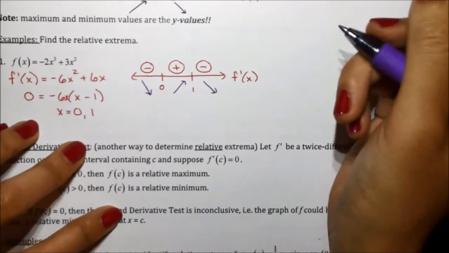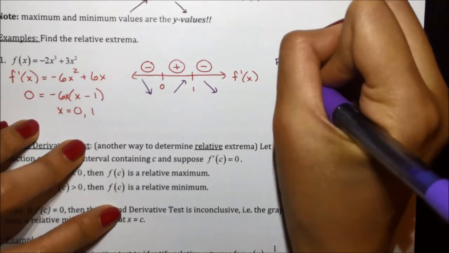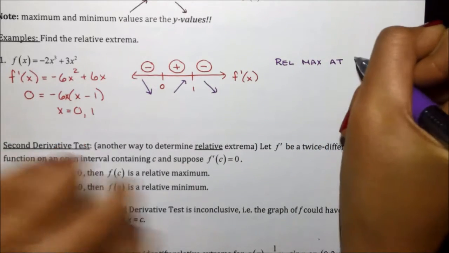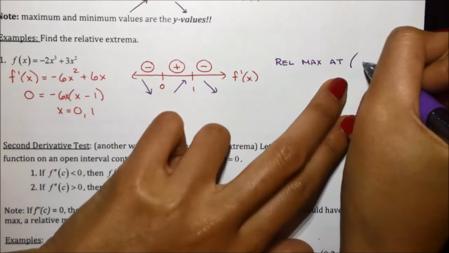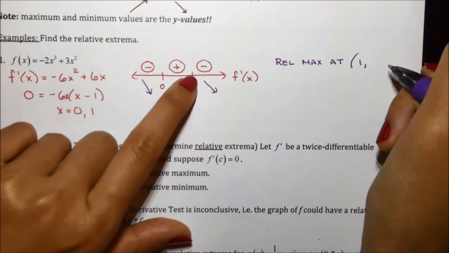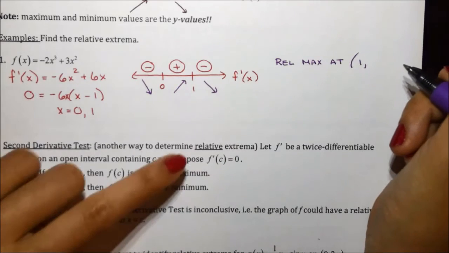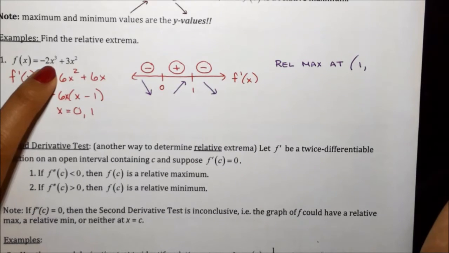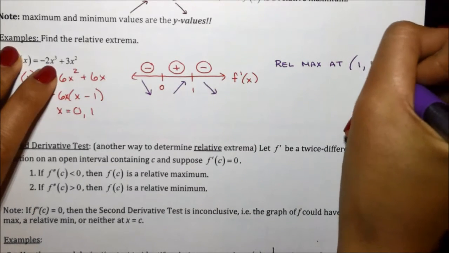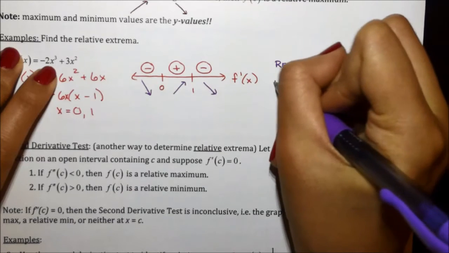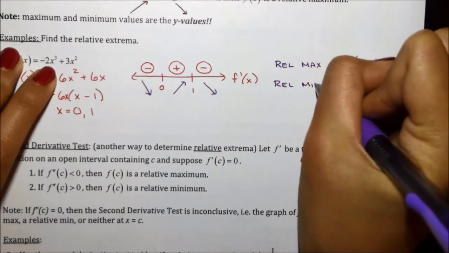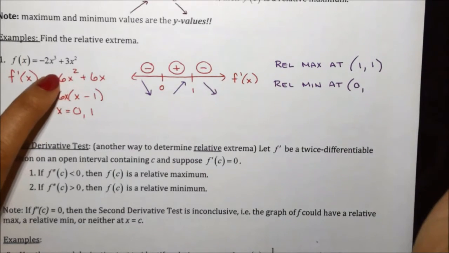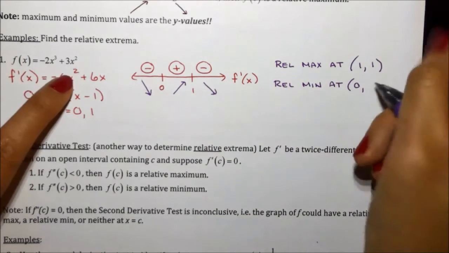That means I'm going to have a relative max at 1 comma, because you're going to go increasing to decreasing. And then we need to plug 1 back into the original equation to get the y value. So negative 2 plus 3 is 1. And we're going to have a relative min at 0 comma 0.